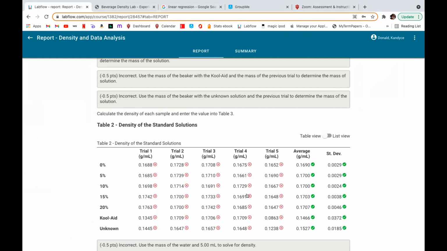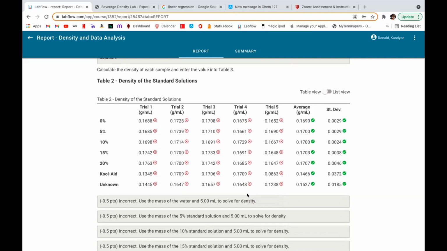So basically what it's doing is you have your average densities right there. It's taking those values and using them to calculate it down there. So since you have all of this wrong, then that's going to be wrong. And it's just going to keep cascading through the assignment. All right.